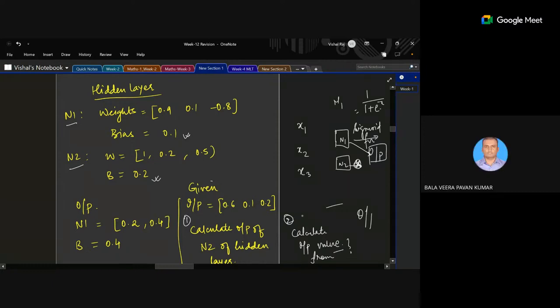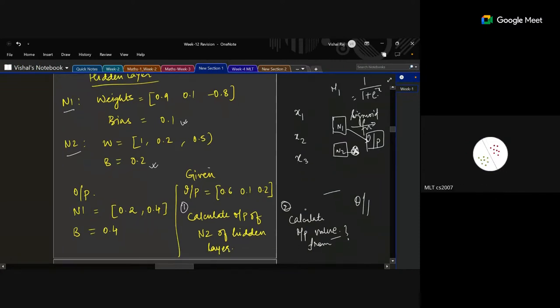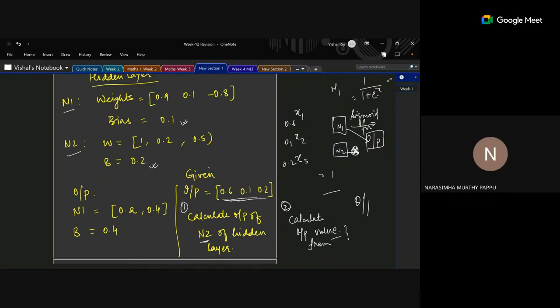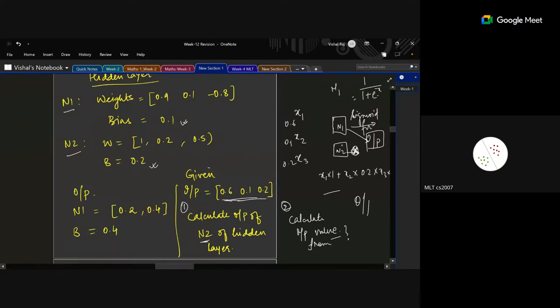Sir, what will be the data? All the data has been given, right? Okay, sorry, the input is also given here. So this is the input that you are applying. Sir, do we have to calculate it two times, first for N1 and second for N2? No. See, the values 0.6, 0.1, 0.2 are the weights you have. You have to calculate for N2 only. So what is the weight for N2? To compute it, multiply x1 plus x2 times 0.2 and then x3 into 0.5. Yeah, for the final you have to calculate both N1 and N2. Yeah, correct.